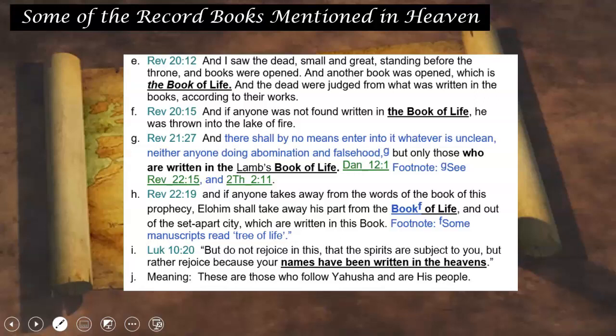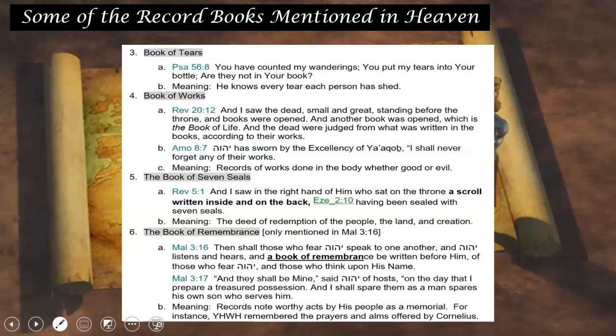Revelation 22:19, "and if anyone takes away from the words of the book of this prophecy, Elohim shall take away his part from the book of life and out of the set apart city, which are written in this book." Luke 10:20, "but do not rejoice in this, that the spirits are subject to you, but rather rejoice because your names have been written in the heavens." Meaning these are those who follow Yahusha and are his people.